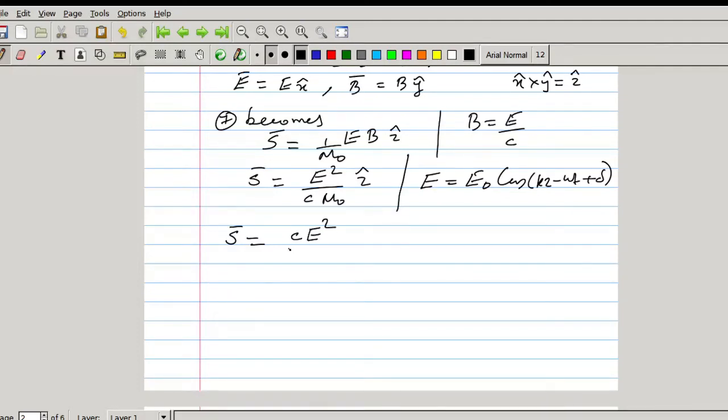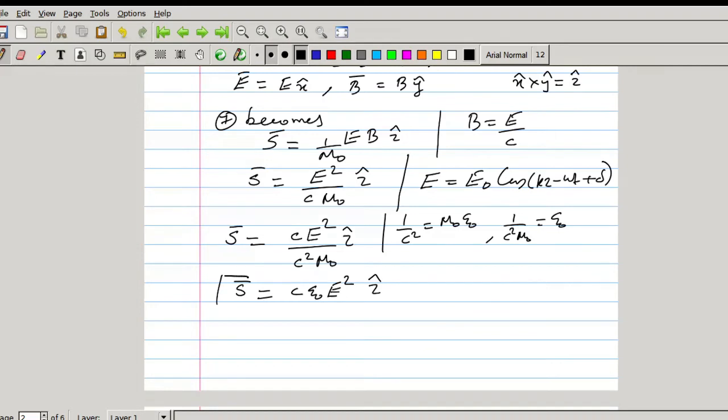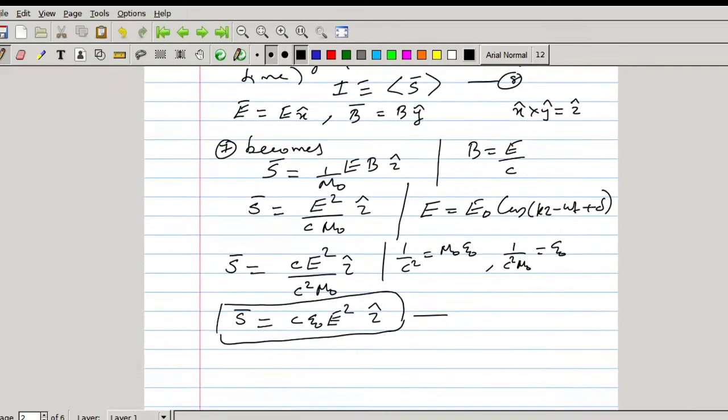I am multiplying and dividing by C. So the denominator will be C square mu 0 Z cap. So 1 by C square mu 0 equals epsilon 0. So the Poynting vector will be C epsilon 0 E square into Z cap. So Poynting vector is C epsilon 0 E square Z cap. Equation number 9.